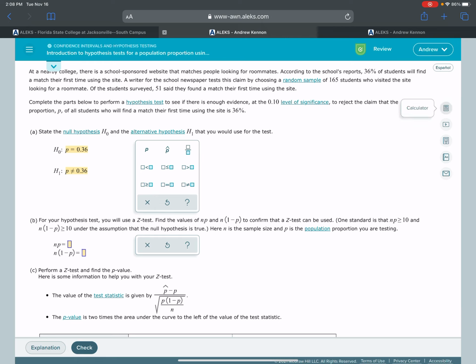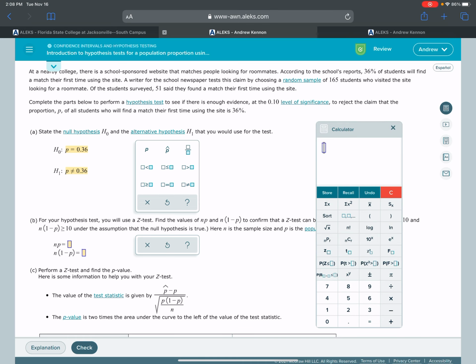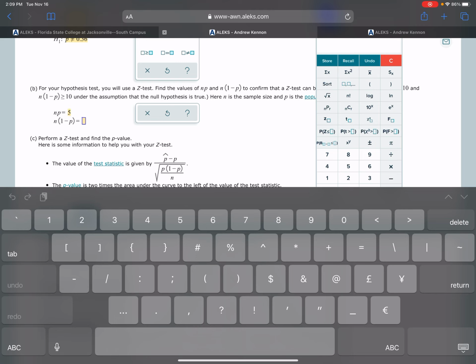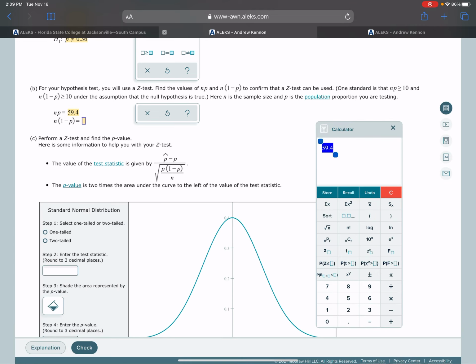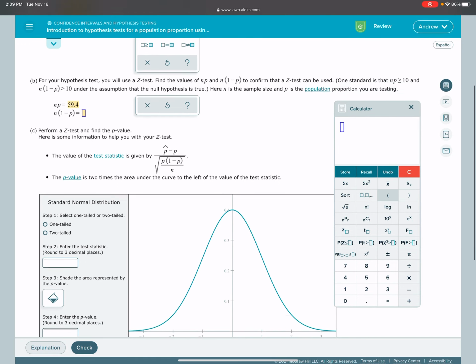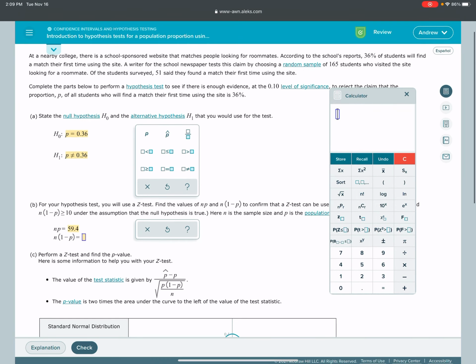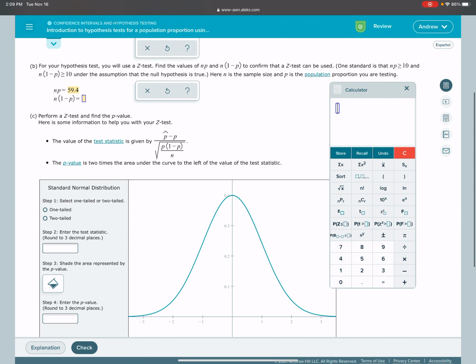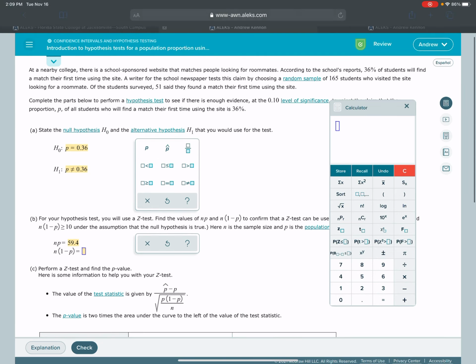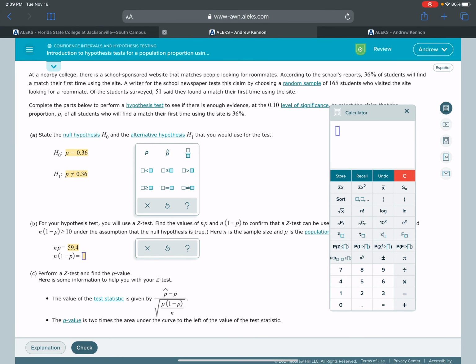And you do that by the amount of people that we're testing here. So our N is how many total people we test. We tested 165. And then we take this times our P, which is 0.36. So that's 59.4. All right. The 1 minus P, you'll see this in the formula. You'll see this a bunch. But go ahead and figure this out because the P for this is 36%.